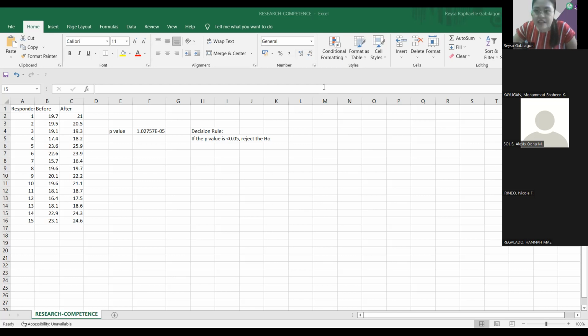Meron daw difference. Ni-reject natin yung null, di ba? So meaning nun, there is a difference. There is a significant difference sa level of competence ng mga research professors before and after the training. So most likely, yung training na kinandak ng PPHA Davao chapter has really helped the research professors in their level of competence. Okay, let's try the JASP.